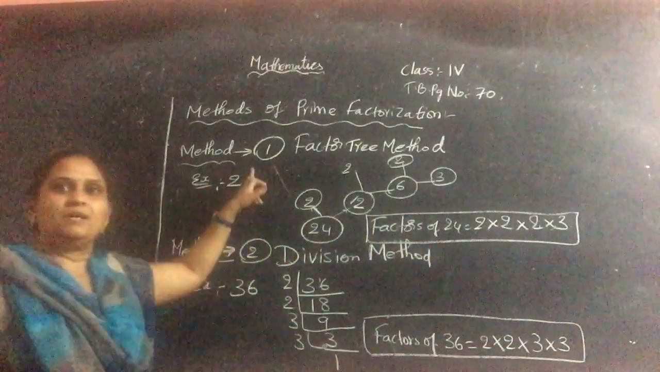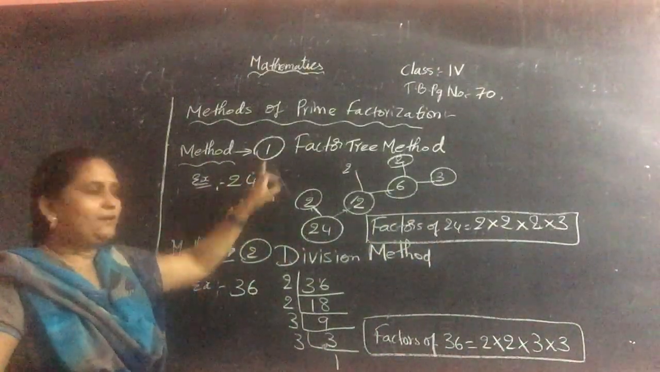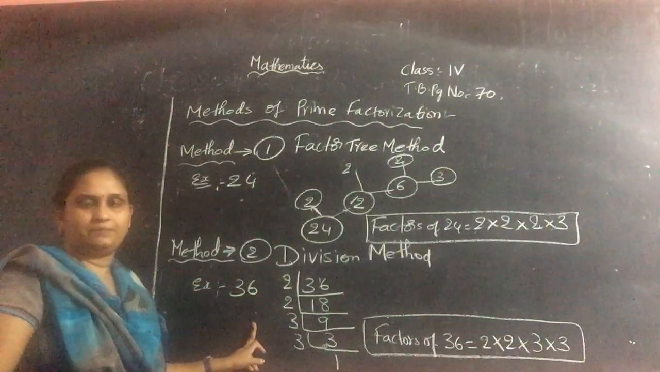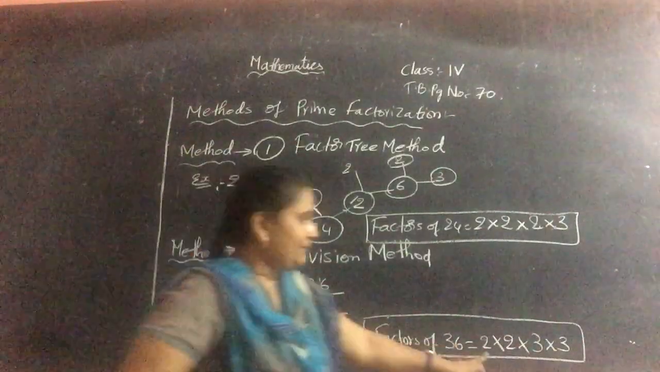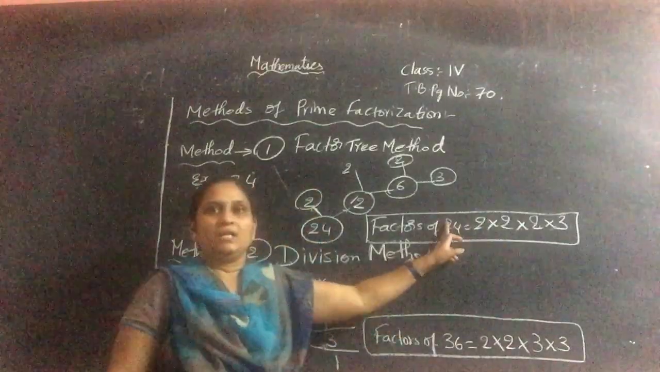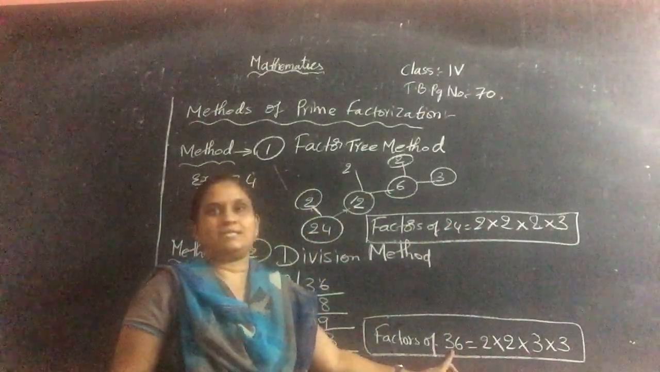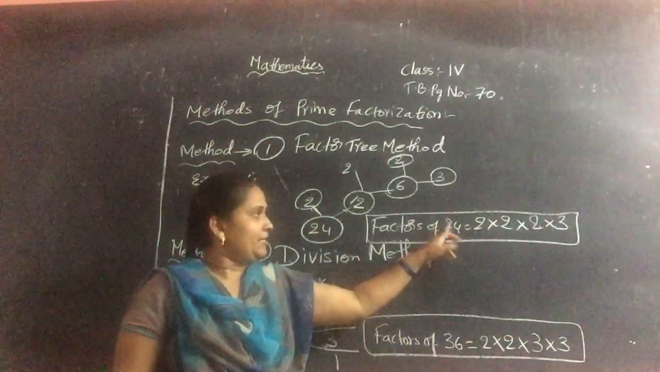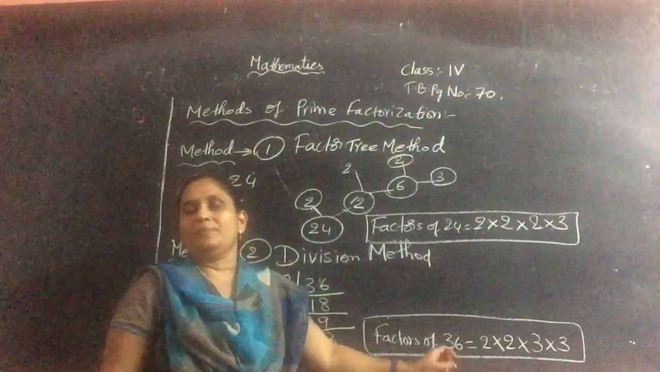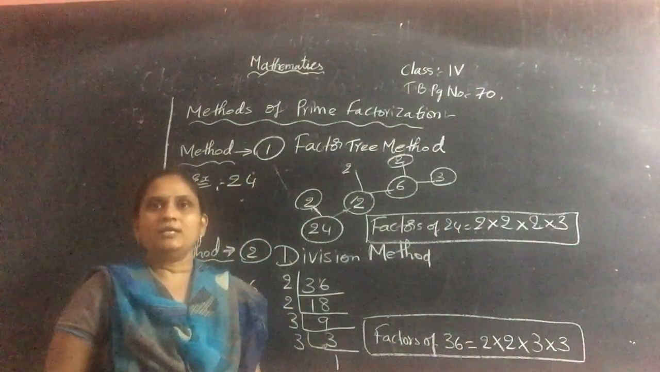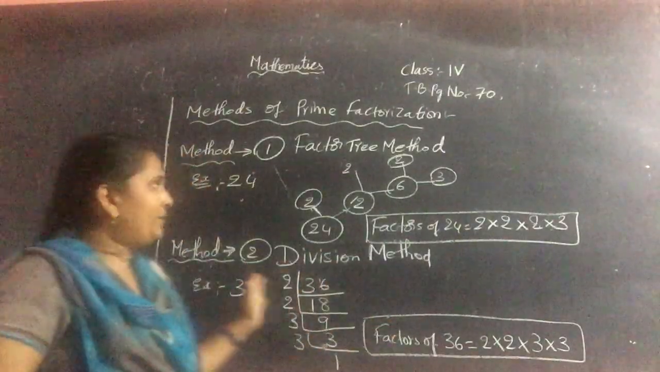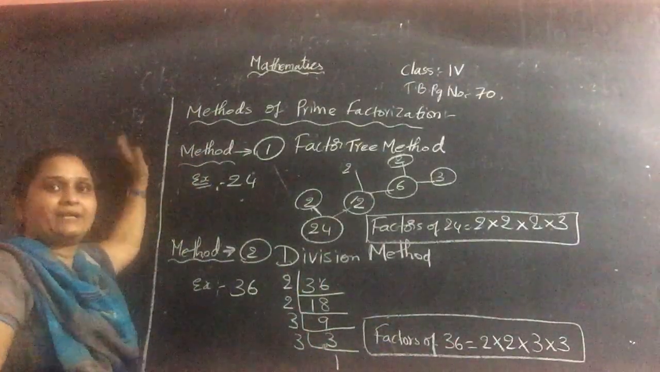Okay, so one is factor tree method, one more one division method. Okay, so after multiplying these numbers, we should get here 24 as the answer and here 36 as the answer. If you are not getting the same answers, then you may have done it wrong. Okay, so write it neatly children about the prime factorization.